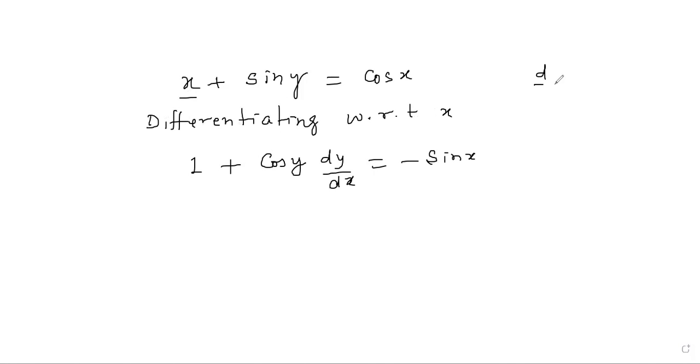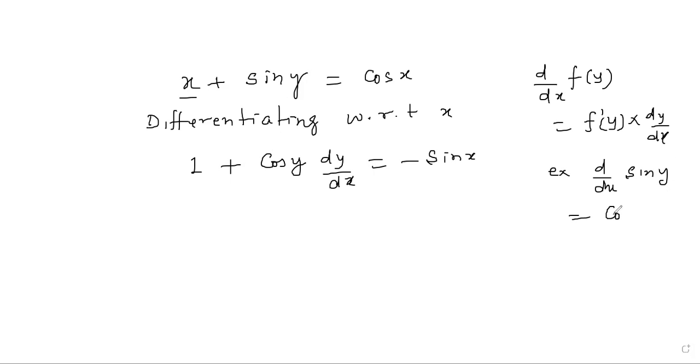The basic rule is there. If the function is in terms of y, then we write f dash y followed by dy by dx. Example, d upon dx of sin y becomes cos y times dy by dx. Another example, d upon dx of y square will become 2y, then dy by dx. The same is true here. This is sin y, so it has become cos y followed by dy by dx. And our purpose is to get dy by dx.